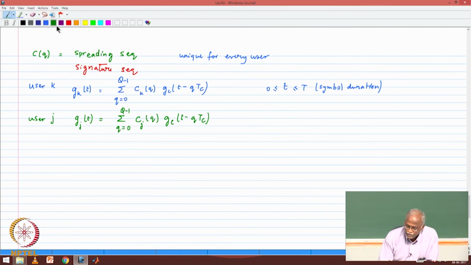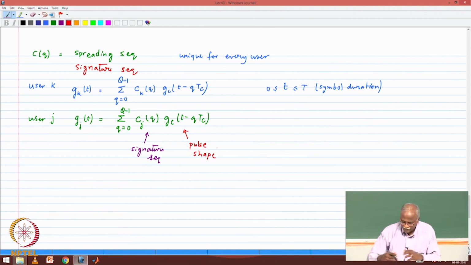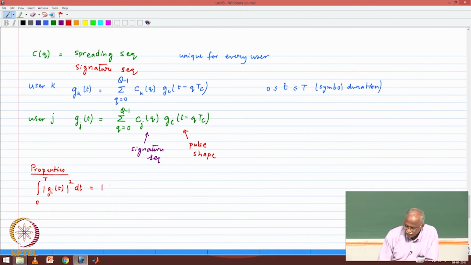So the two components here are the signature sequence component, and this is the pulse shape component, the chip level pulse shape. The combination of the two gives you the symbol waveform. Now we already wrote down this property, but after we wrote it in the form of chips, will this property hold? Integral 0 to T of mod Gi of t whole squared dt is equal to 1. Is that correct?